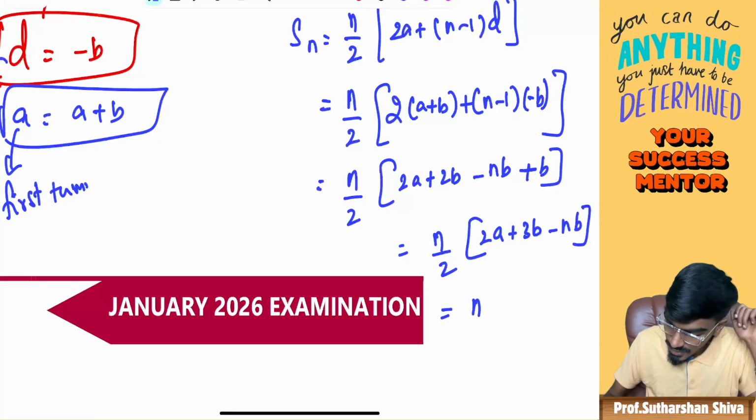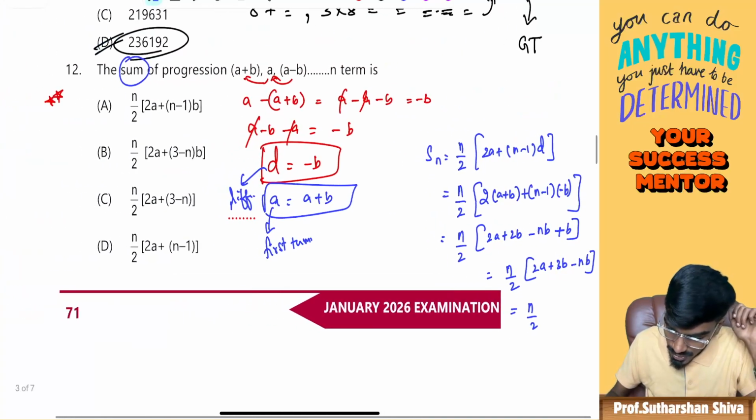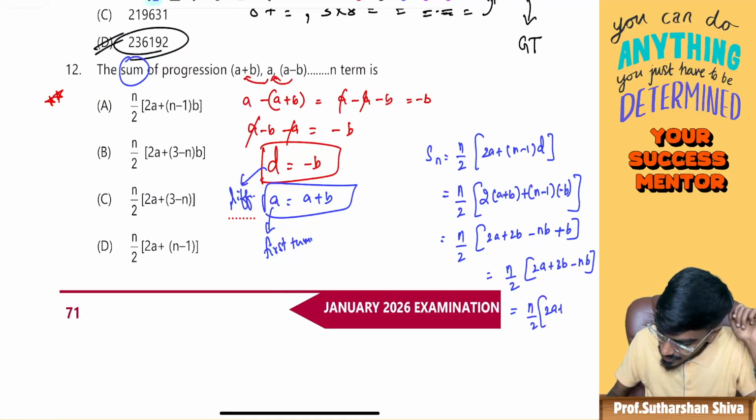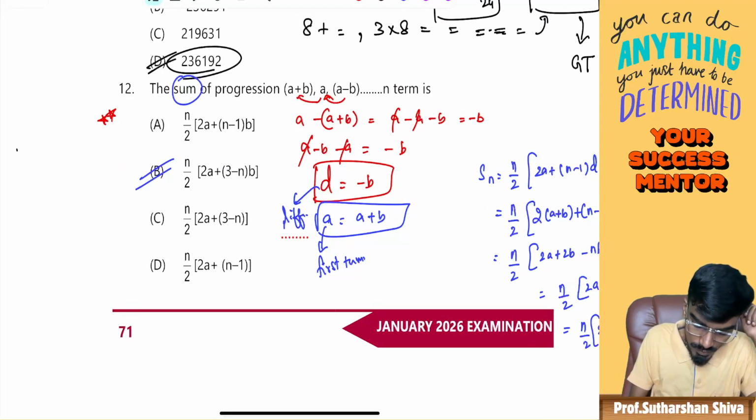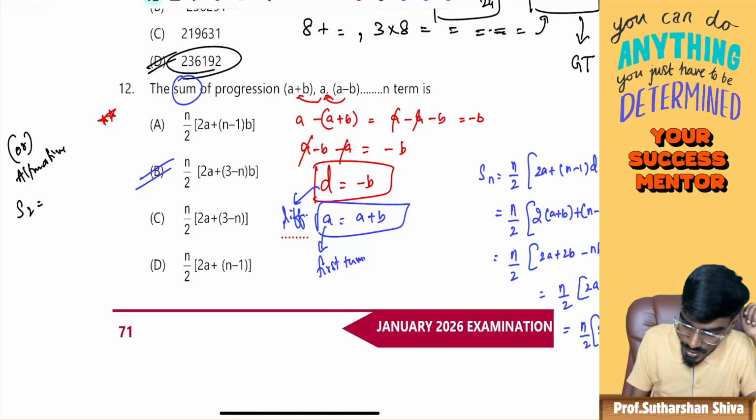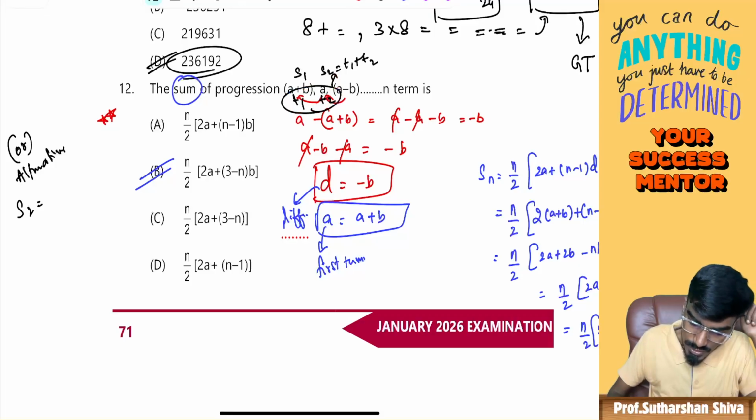So how can we simplify this? If you take b outside, it becomes 3 minus n. So your answer is option B. Or if I was someone, I would be using this alternative. What is this alternative, sir? Which is nothing but S2. This is S1. This is S2. S2 is nothing but T1 plus T2. So this is T1, this is T2. If we add both, I will get S2. So S2 is a plus b plus a, which is equivalent to 2a plus b.